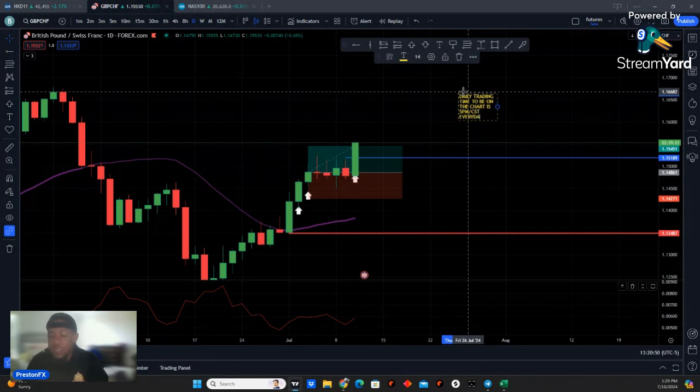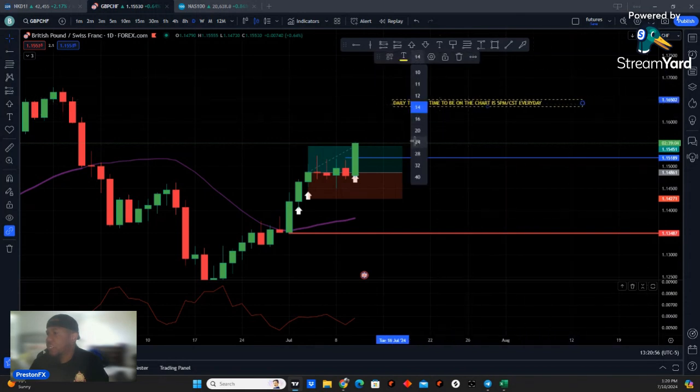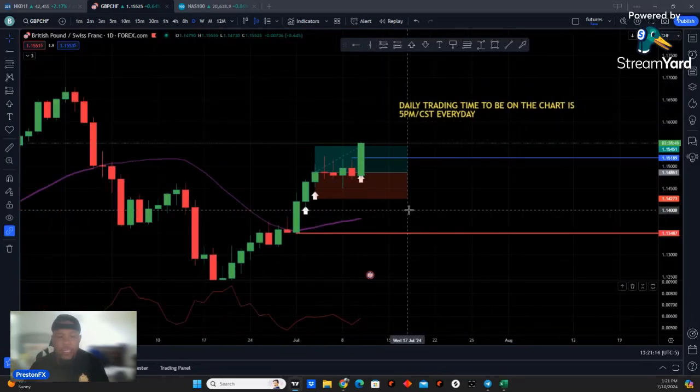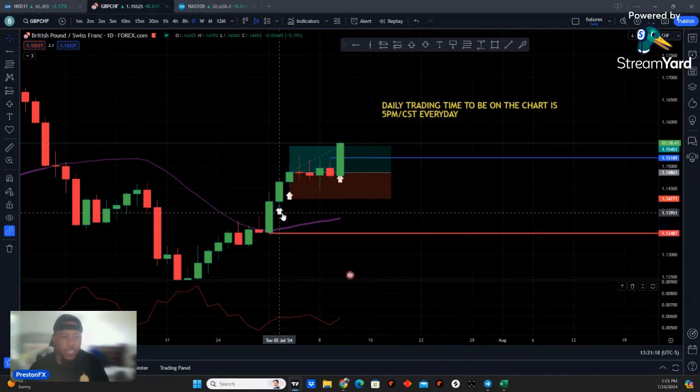Every day, that's the only time you have to check this chart. Let's make it big enough for you. This is the only time you have to check the chart. You don't have to check it throughout the day. So we check the chart at 5 p.m. Central Standard Time every day, except of course on weekends. And that's just to monitor a trade or look for a trade. So technically, once you figure out the strategy and back test it, you don't have to check it more than once a day. You enter it, you check all the pairs.